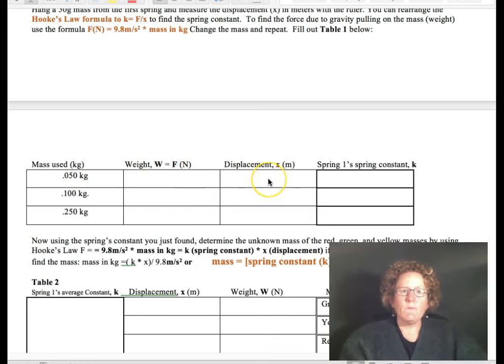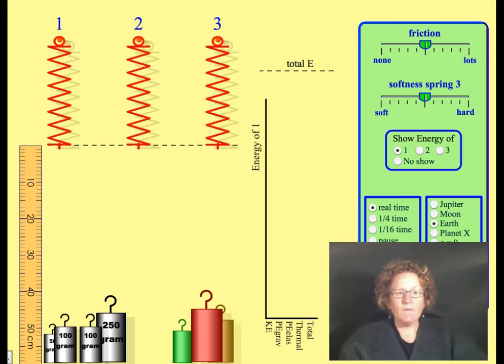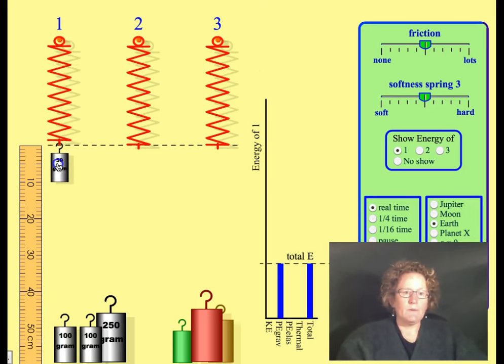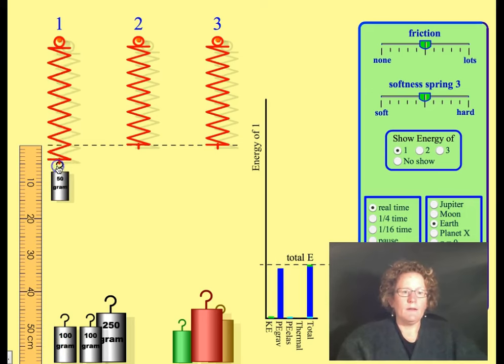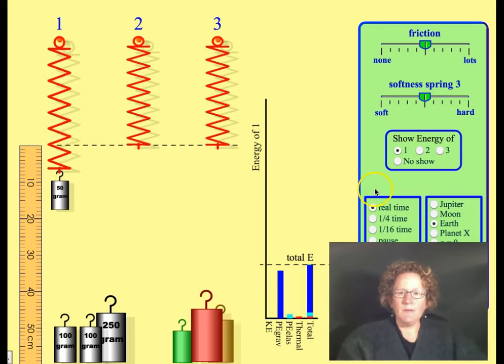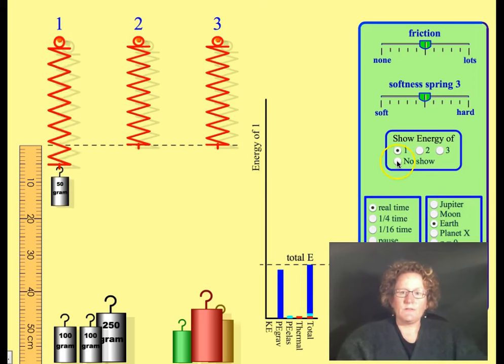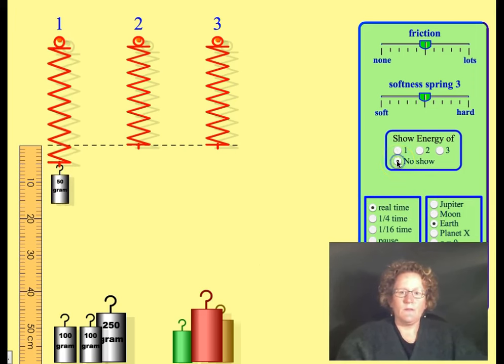The displacement we'll have to figure out here in the simulation. So here are a couple of things to think of when you're taking your measurements. Here's the 50-gram mass. I'm going to put it on here and let it bounce a little bit. I'm going to make the graph go away so it's not distracting. So I'm going to say show energy nothing. I'm going to make sure friction is in the middle. If we have no friction, this will just bounce forever. So if that happens to you, just slide your friction into the middle. I'm not going to mess with the softness because that's spring 3 and we're simply concerned about spring 1.